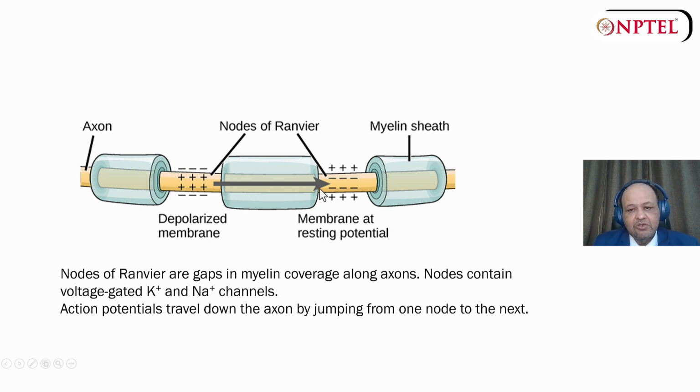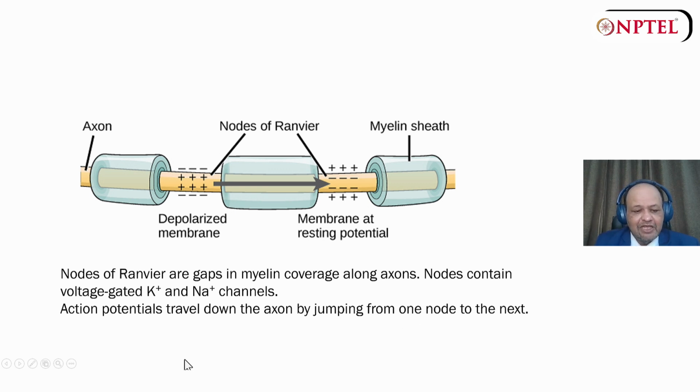which is at the nodes of Ranvier, and the membrane at its resting potential. So this is basically how the impulse is carried forward. The nodes of Ranvier are gaps in the myelin sheath along the axon. The nerve contains voltage-gated potassium and sodium channels. The action potential travels down the axon by jumping from one node to the next.